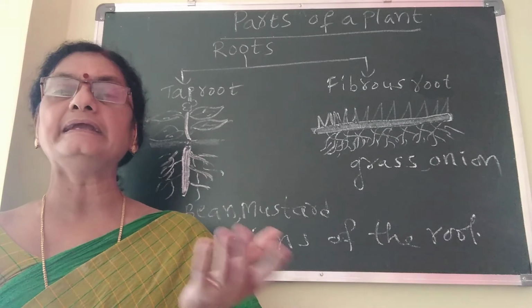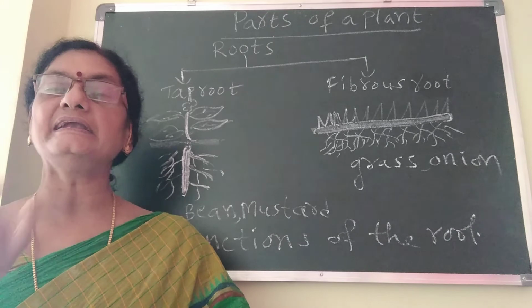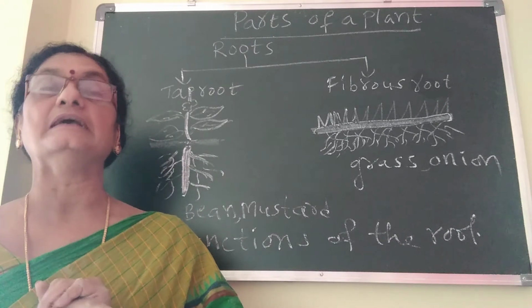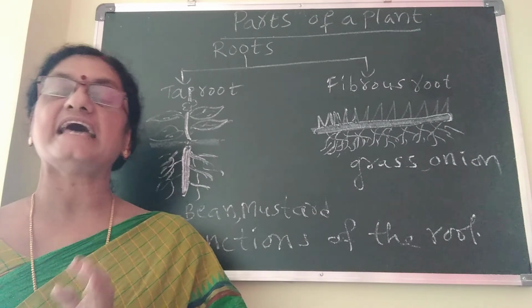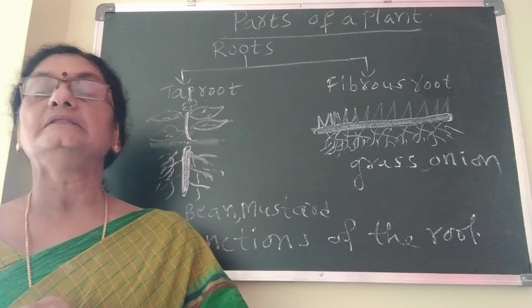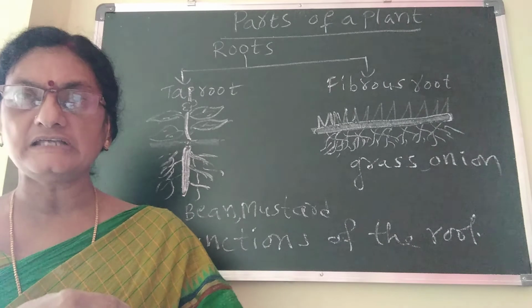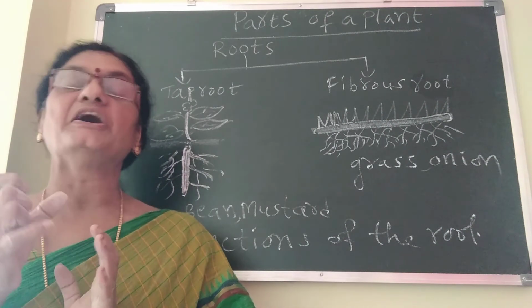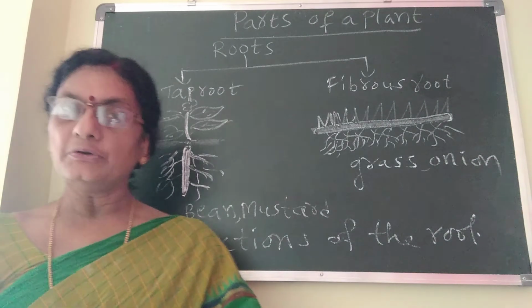Edible means we are eating the roots directly. Carrot is the root, we are eating that only. Beetroot is the root, we are eating that only. So roots of some plants such as carrot, radish, turnip and beetroot are strong and they store the food in the roots only. So these are called the edible roots.